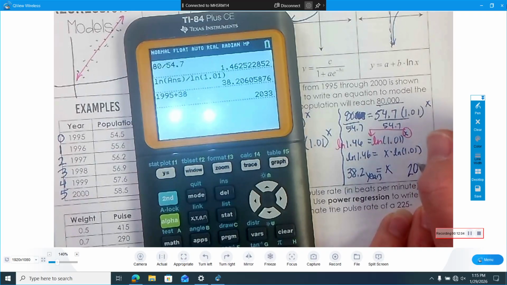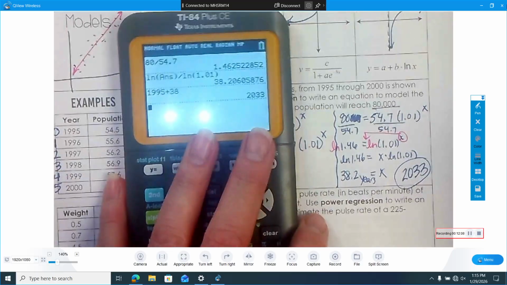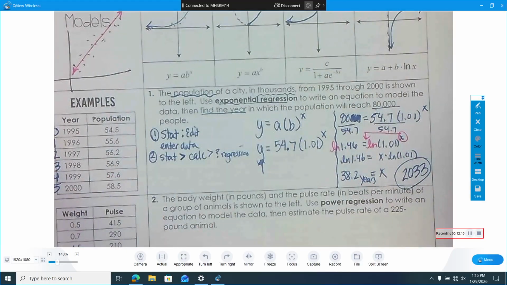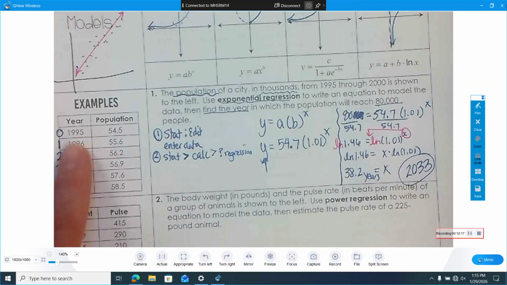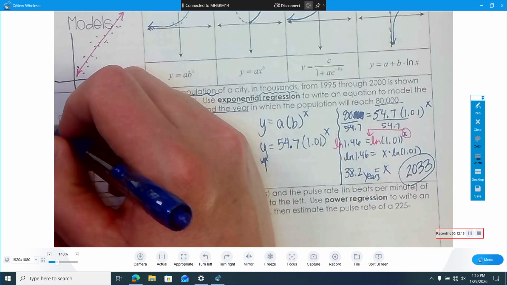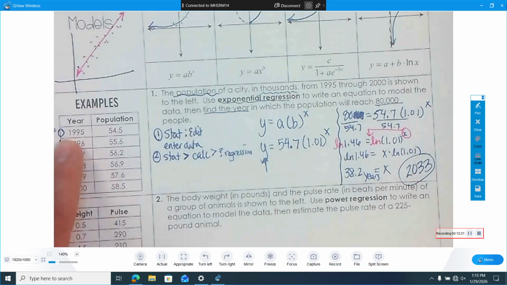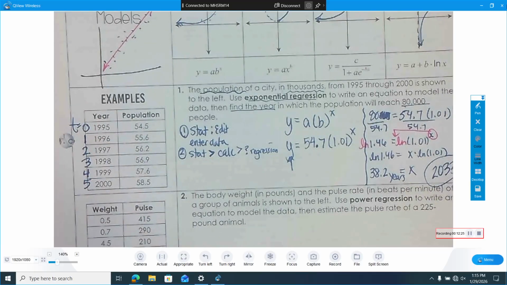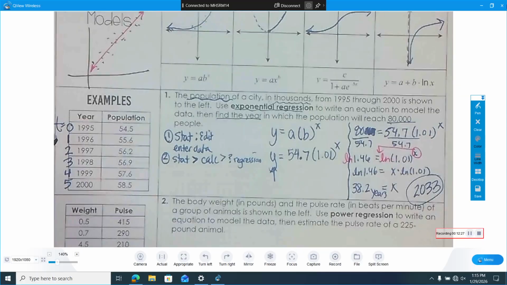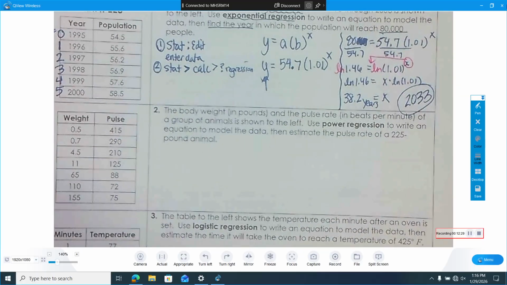That's only 7 years away. You add the 38 to the 2000? Why? Because it gives you up to 2000. No, because this is when we're saying that our time is 0 here. So we would want to add. All right, great. Let's do another one.